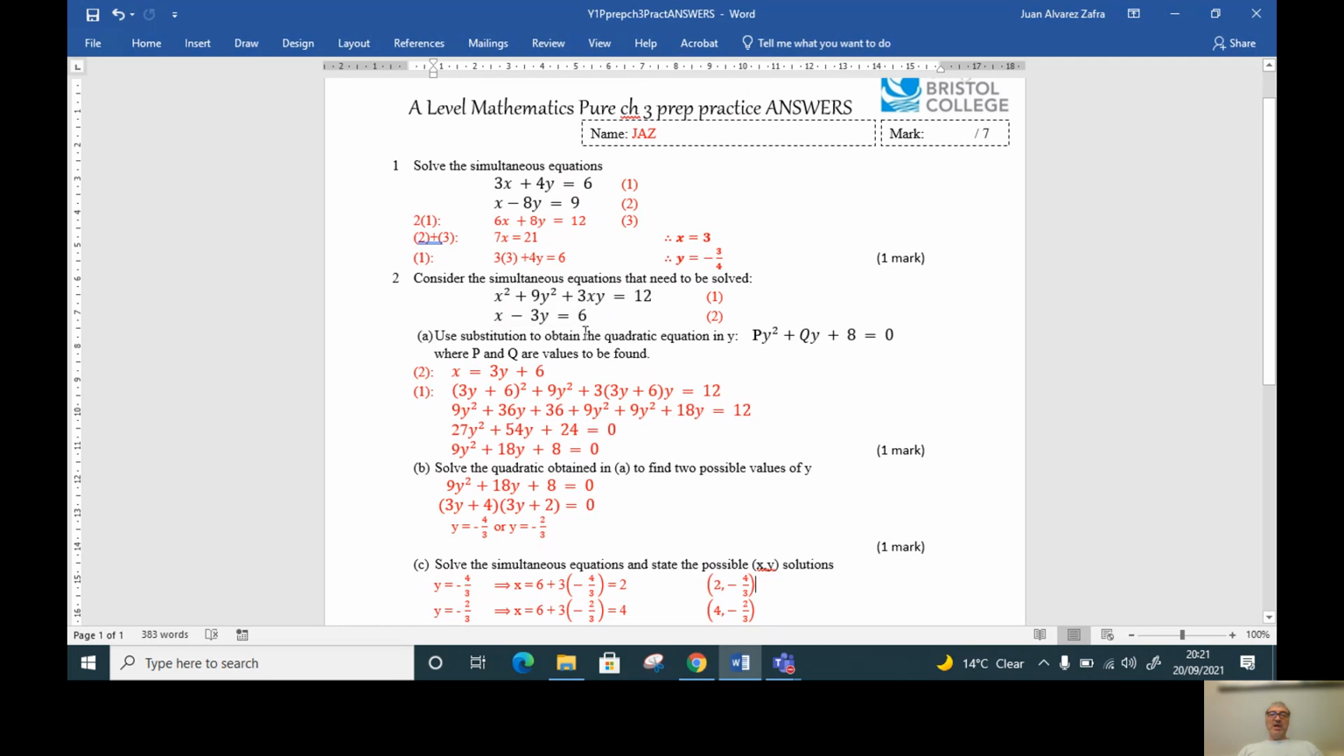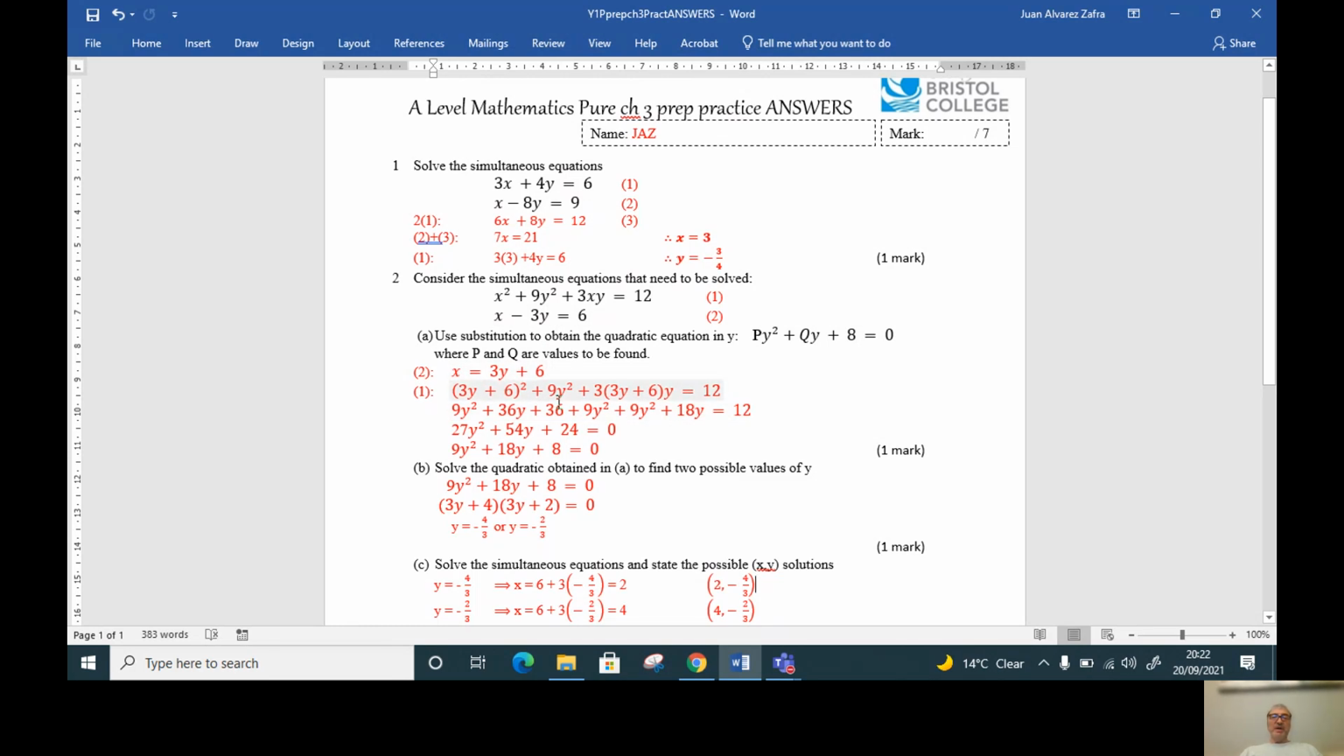And in equation 2, I can get y in terms of x or x in terms of y. But because I'm being asked to get a quadratic in y, that means I'm getting rid of the x's. I'm going to make x the subject. So from equation 2, adding 3y to both sides, I get that x equals 3y plus 6. And now in equation 1, wherever I see x, I can replace x by 3y plus 6. In other words, I'm substituting out the value of x by what it's equal to from the other equation.